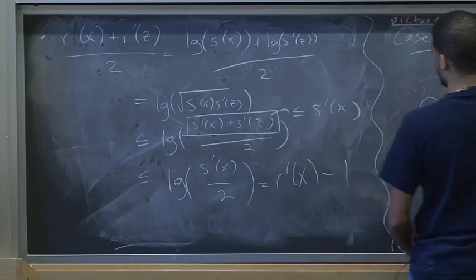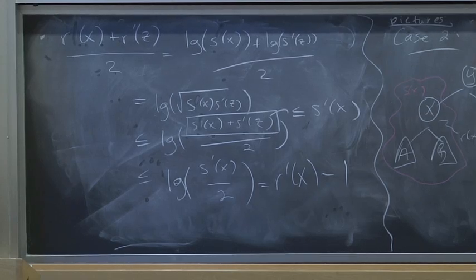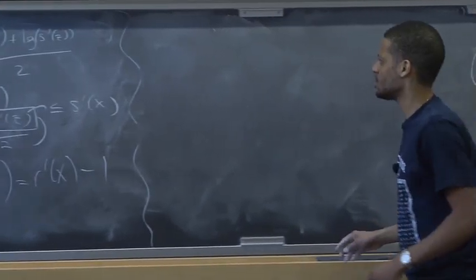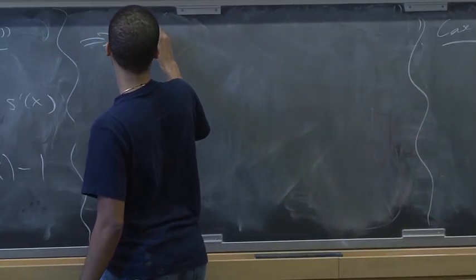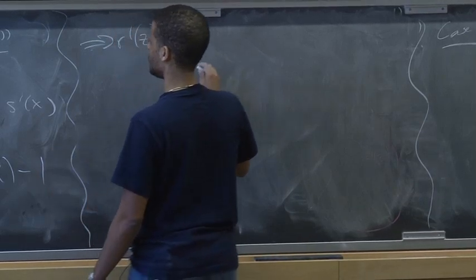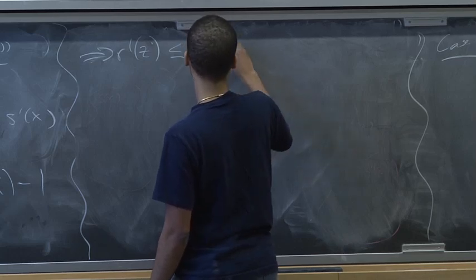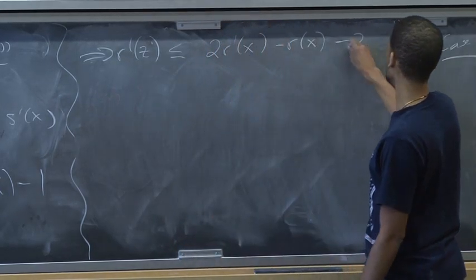So now I can get rid of this picture finally. Are people happy with me? Are people happy with this inequality? Okay. So multiplying by 2 and bringing over the r of x, this all implies that r prime of z is at most 2r prime of x minus r of x minus 2.